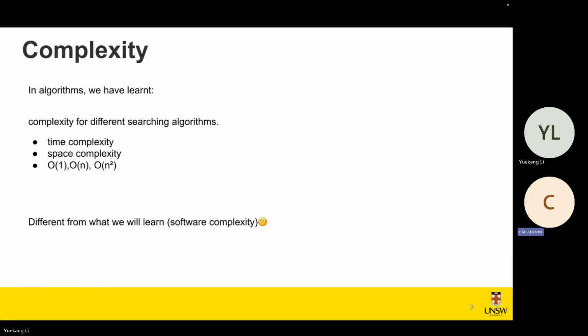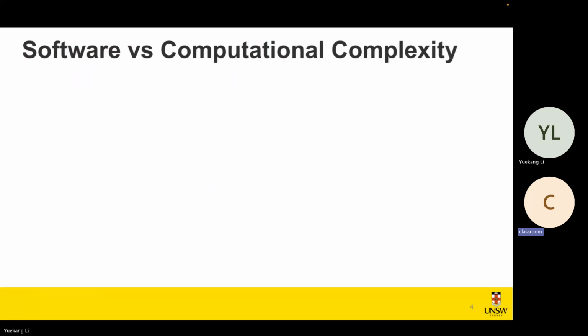That is because these complexities are computational complexity. They measure either the time we need for computing something or the memory space we need for computing something, but they don't measure the complexity of the structure of the code. That's the key difference here. You may have learned this concept, but although the name is the same, the actual concept behind the term is different.